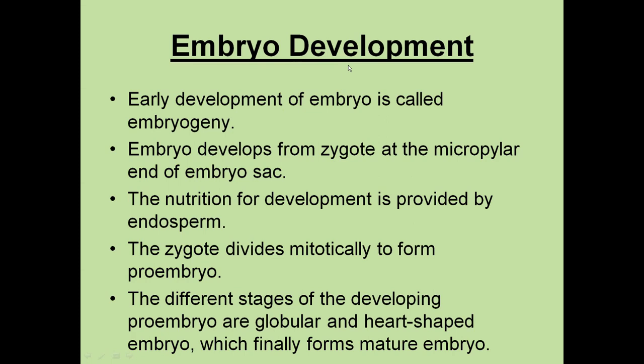Embryo development. This is very, very important. The early development of the embryo is called embryogeny. The embryo develops from the zygote at the micropylar end of the embryo sac. All sorts of nourishment are provided by the endosperm. The zygote divides mitotically and forms the proembryo. And in dicots, we have studied the globular embryo, heart-shaped embryo, and finally the mature embryo with cotyledonous distinction, which is achieved by repeated mitotic divisions.